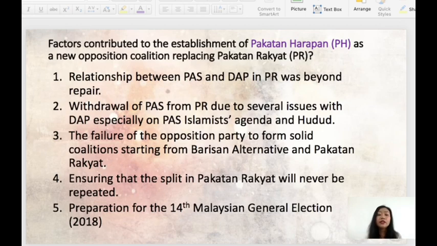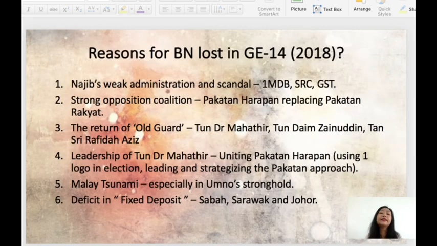Thirdly, the failure of the opposition parties to form a solid coalition, starting from Barisan Alternatif and Pakatan Rakyat. Fourthly, ensuring that the split in Pakatan Rakyat will never be repeated. And last but not least, preparation for the 14th Malaysian general election in 2018, which they won. It has been a victory for Pakatan Harapan in the general election 2018. And then, reasons for Barisan Nasional's loss in general election 14.